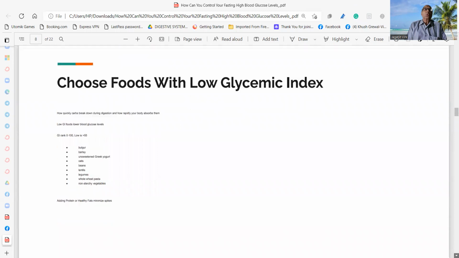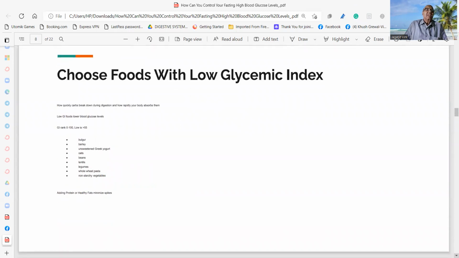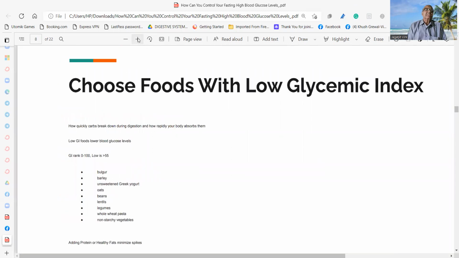Choose foods with low glycemic index. How quickly carbs break down during digestion and how rapidly your body absorbs them depends upon the glycemic index of food. Low glycemic index foods lower blood glucose levels because they don't absorb very quickly and give you spikes.